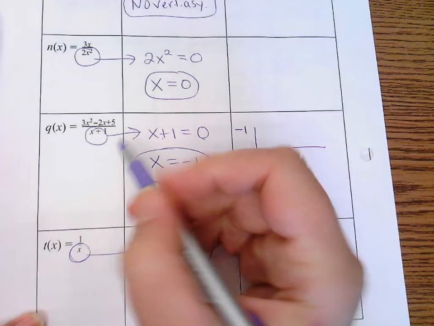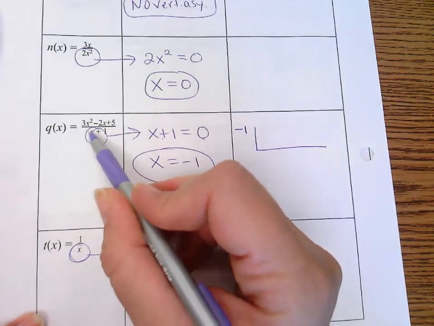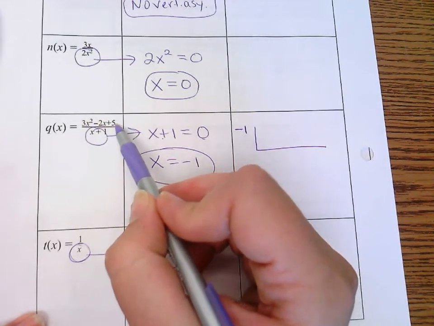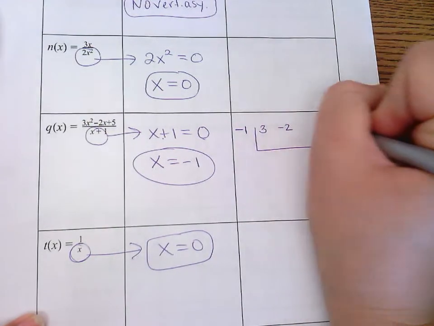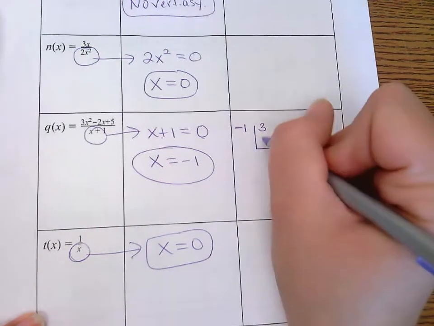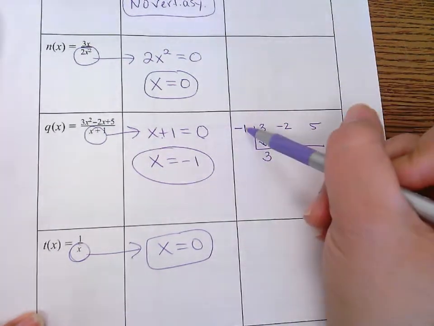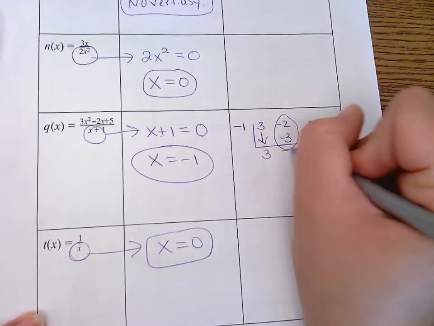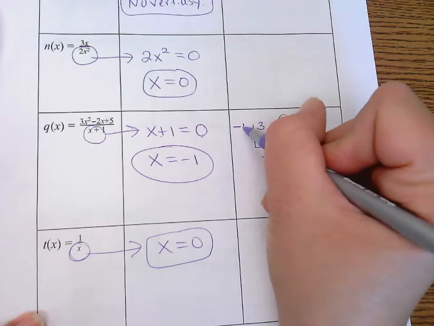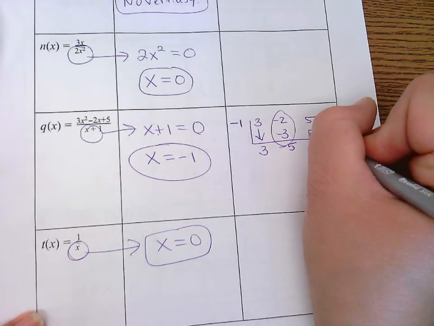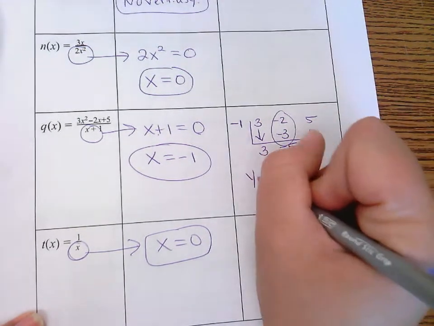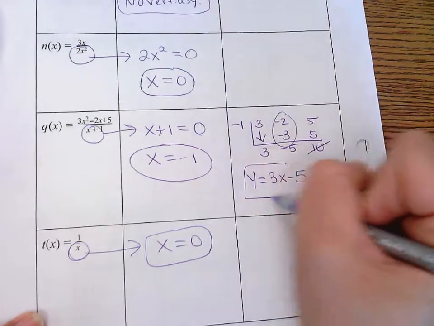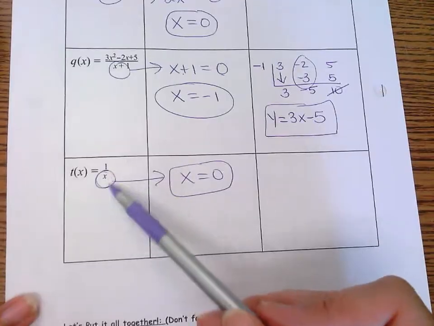So I'm going to plug in -1, remember it's the opposite, into 3, -2, and 5. Bring down the 3, -1 times 3 is -3. Add them together, -5. -1 times -5 is 5. 5 and 5 is 10. So my asymptote is 3x minus 5, right? Because that's my remainder of 10. And in this one, the denominator is bigger.